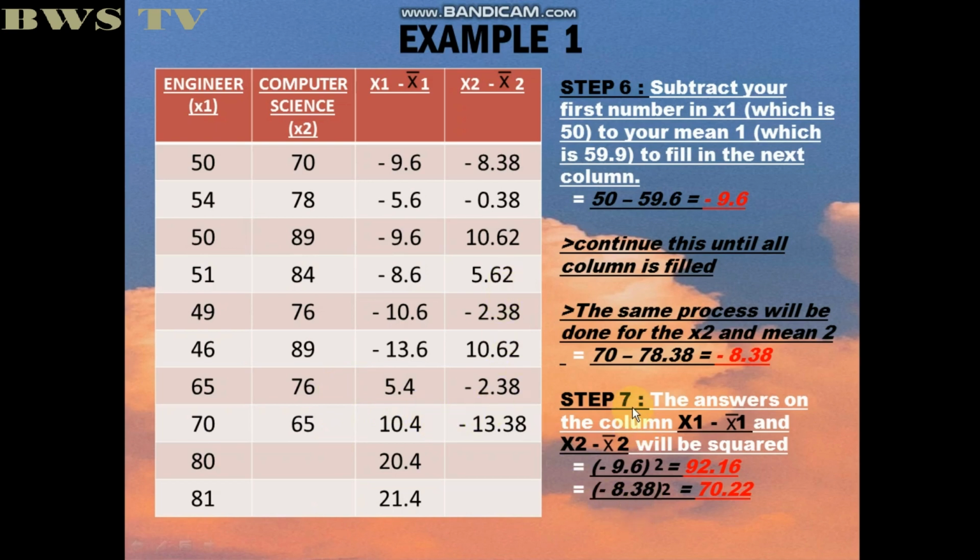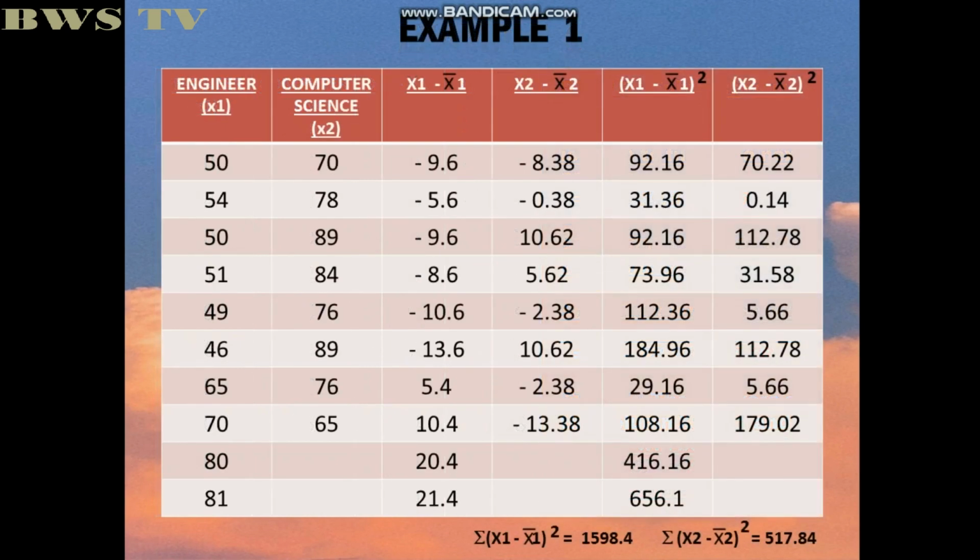Step 7: the answers in the columns x1 minus mean 1 and x2 minus mean 2 will be squared. So you will square all of these until you're done. Negative 9.6 squared is equal to 92.16. Continue that with all of the numbers, same thing for x2 minus mean 2. Once you're done, it will look like this.